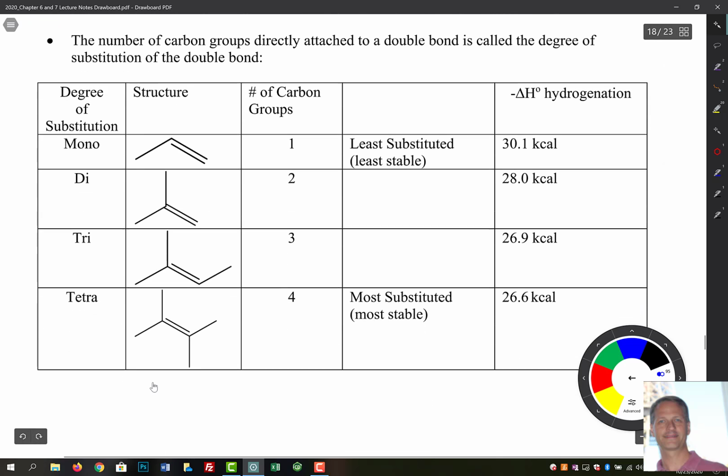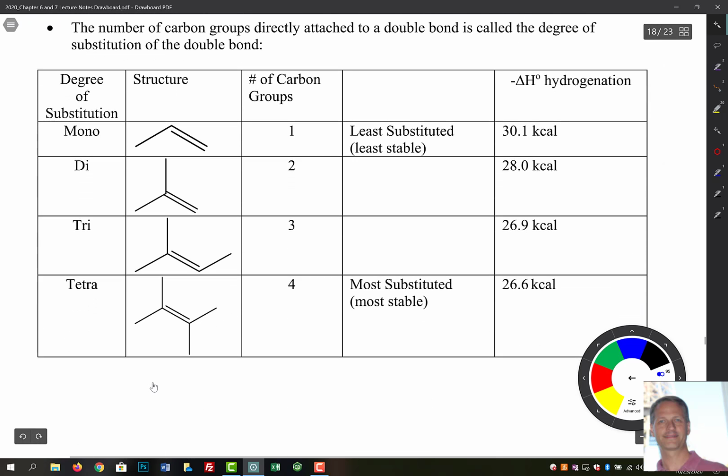So let's take a look here. So it turns out that the number of carbons directly attached to the carbon double bond is called the degree of substitution of the double bond. So let's take a look at the situation up here above. So here's the way you deal with this thing. There's a carbon, here's a carbon, and you're connected to one carbon off of that carbon-carbon double bond. So we call this monosubstituted.